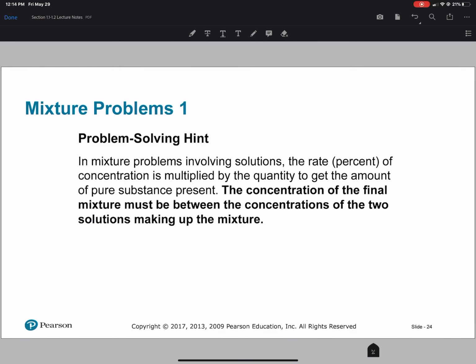So mixture problems. It says problem solving here. In a mixture problem involving solutions, the rate of percentage concentrate is multiplied by the quantity to get the amount of pure substance present. The concentration of the final mixture must be between the concentration of the two solutions making up the mixture. So basically, let's say I have 10% and 30%, when we mix the two, it should be in between the two. It shouldn't be 40%, and it shouldn't be less than 10%. It should be in between the two. That's all it's saying.